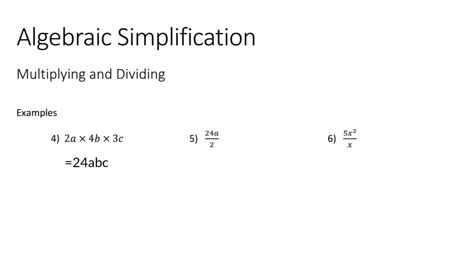If we look at some dividing now, it works in the exact same way. I've got 24a divided by 2. So what I'm going to think for that is deal with the numbers first. 24 divided by 2 is going to give me 12. I've got nothing that I can divide a by, so it's just going to pop on the end, and that's going to give me 12a.